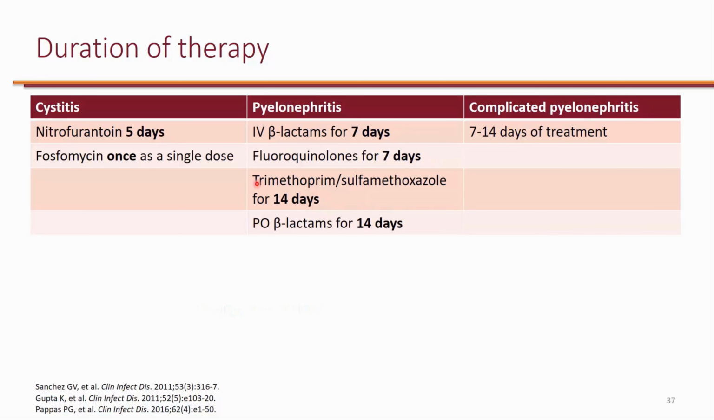14 days of treatment. With complicated pyelonephritis, we do not have clinical practice guidelines. So in general, most clinicians agree on 7 to 14 days of treatment. However, there is clinical evidence that 7 days of treatment is sufficient for most patients with complicated pyelonephritis. So I would recommend 7 days of treatment for complicated pyelonephritis.